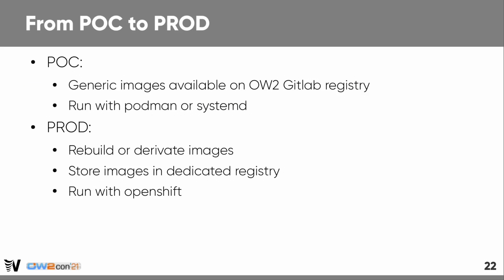And what you need to do to go from the proof of concept to production. For the proof of concept, you can use the generic images from OW2 and from the Fusion IAM community project. If you want to run your identity service for your customers, you need to build or derive images to put your specific content into them, and you need to have your dedicated registry. This is a choice we have made with Vortex. We use OpenShift and Kubernetes to run the images.